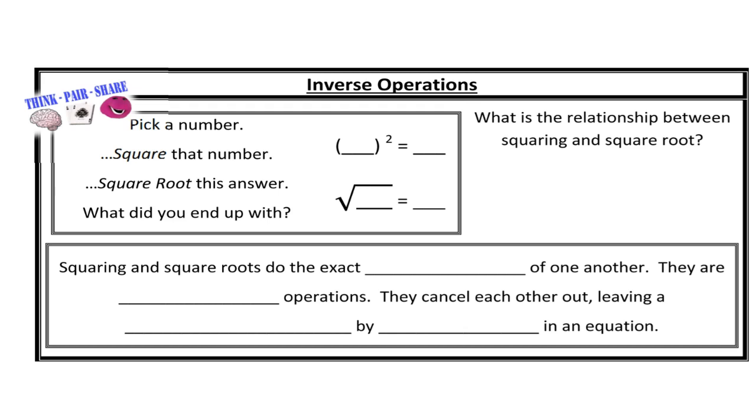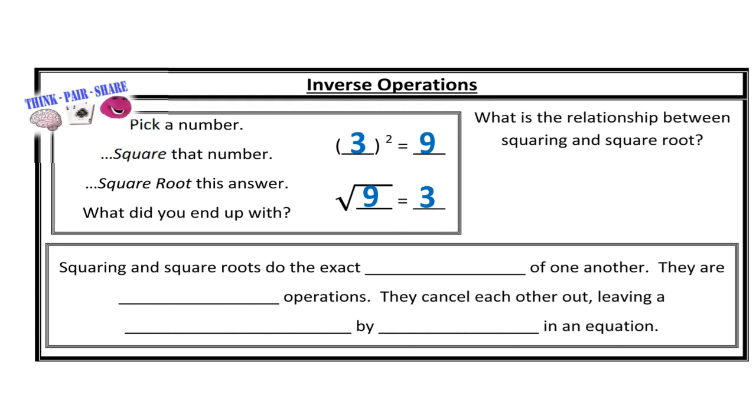On your own, pick any value. I'm going to use 3. If I square 3, I get 9. Now I want to do the inverse of that. I want to take the square root of 9. When I take the square root of 9, I get back to 3. Square and square root, these are inverse operations.